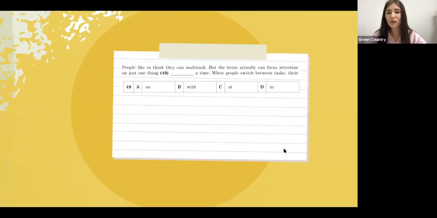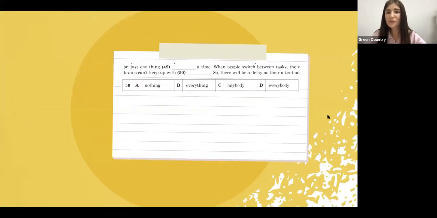But the brain actually can focus attention on just one thing at a time. Again, we need to choose the correct preposition here that is used like a state phrase. What do you think of that? Okay, yeah, you're right if you chose C, at a time. At a time means kind of at the same time. So now I can focus on two things at a time. Like right now, I'm focused on giving you the presentation and, for example, remembering that I have to tell you something about writing. So I'm focusing on two things at a time.